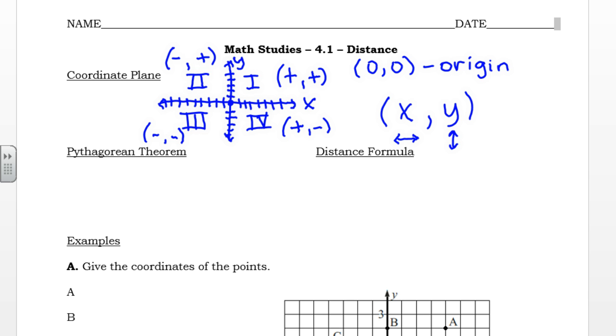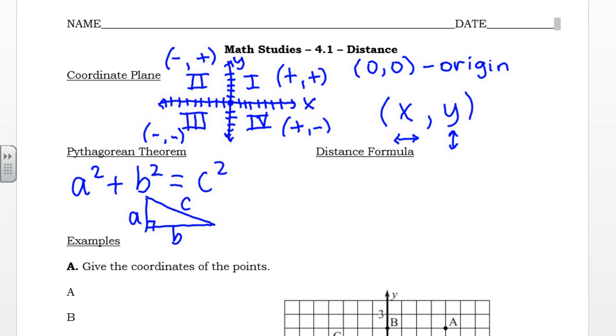The Pythagorean theorem says that in a right triangle, the lengths of the two legs squared and added together will equal the square of the hypotenuse. So a right triangle looks like that. We have a, b, c: a and b for the legs, and c for the hypotenuse. The distance formula is a derivative of that.